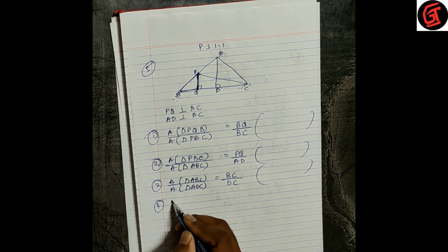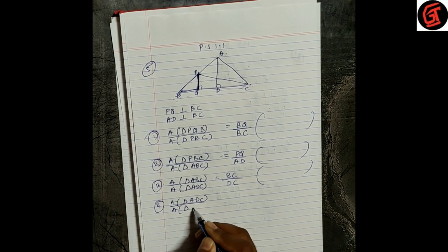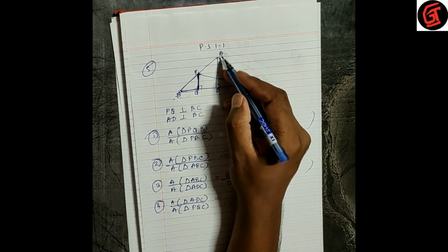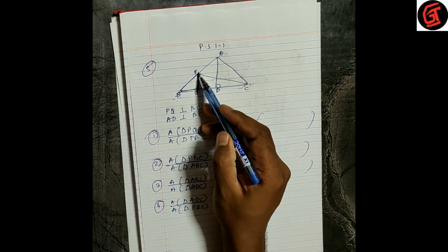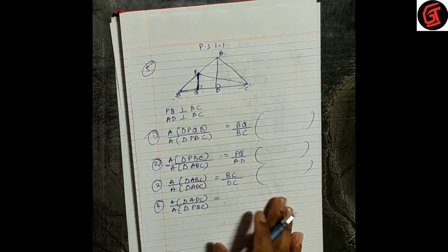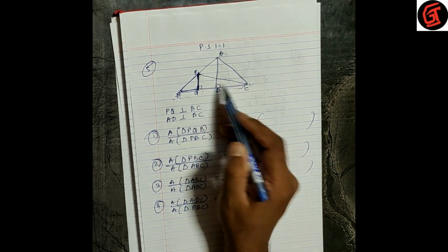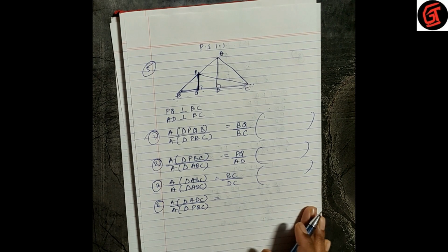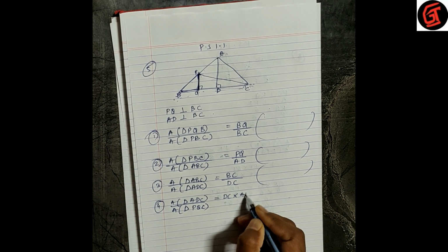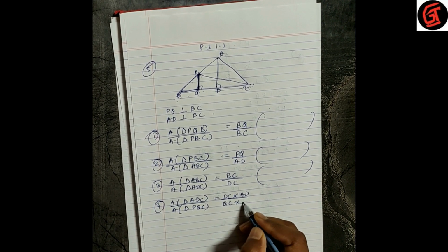The last part, area of triangle ADC upon area of triangle PQC. ADC, base DC, height AD, and PQC, base QC, height PQ, nothing equal. I repeat again, ADC, base height, and PQC, base height, nothing equal. So nothing equal, we write base into height, base into height. What is ADC? Base DC, height AD, upon, what is the base? QC of PQC, and height is PQ.